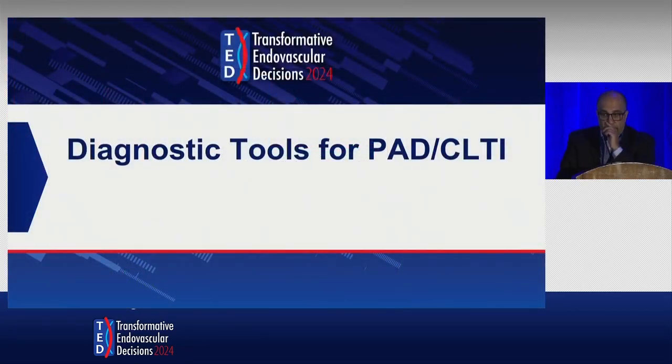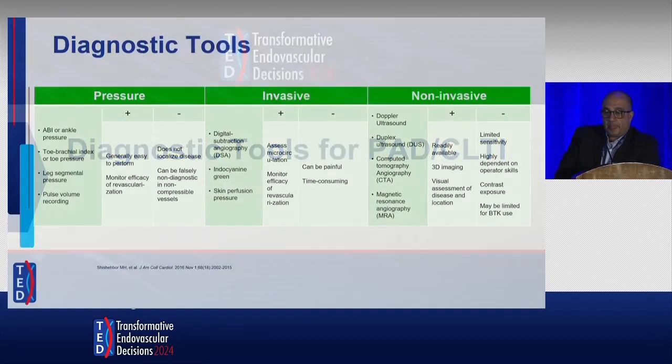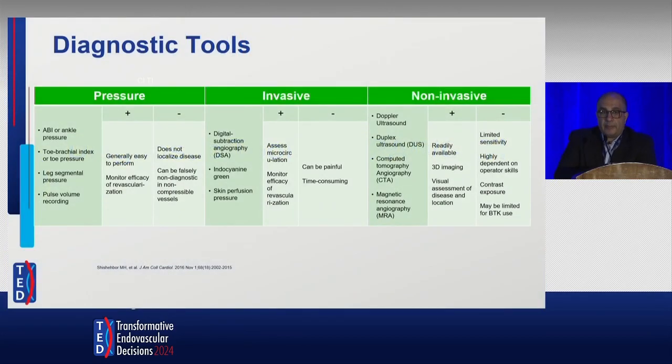Now, the diagnostic tools for PAD and critical limb ischemia: ABI is the first test. However, the ABI has multiple downfalls, especially in diabetic patients, where mostly the vessels are calcified and non-compressible, so it will be erroneously elevated. So the next tests will be the TBI, leg segmental pressure, and pulse volume recording.